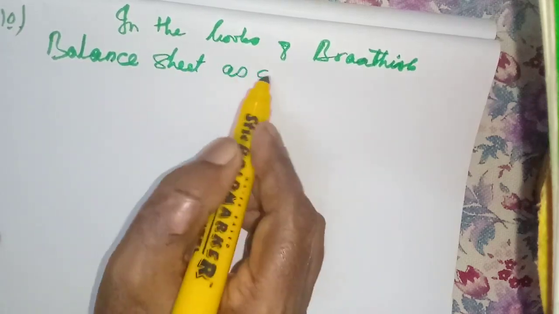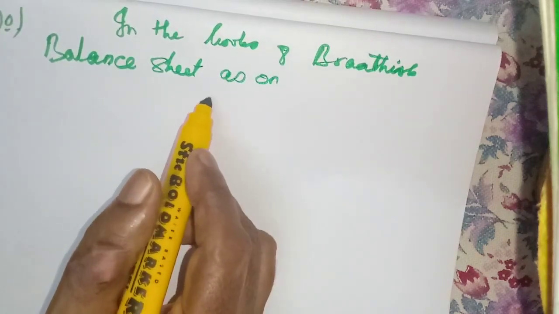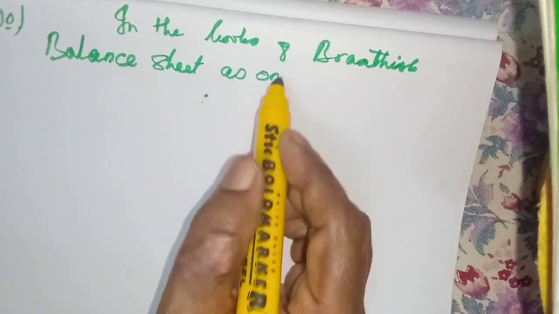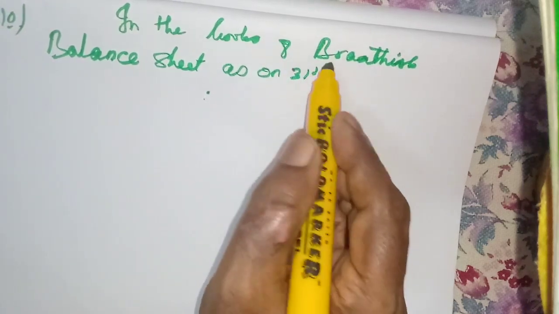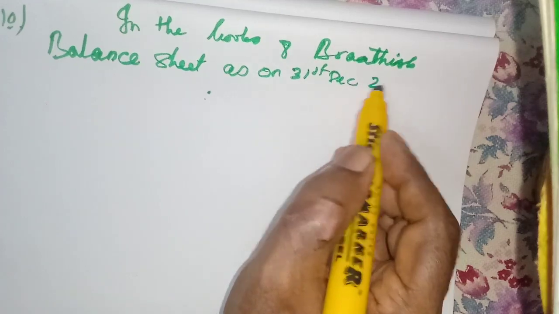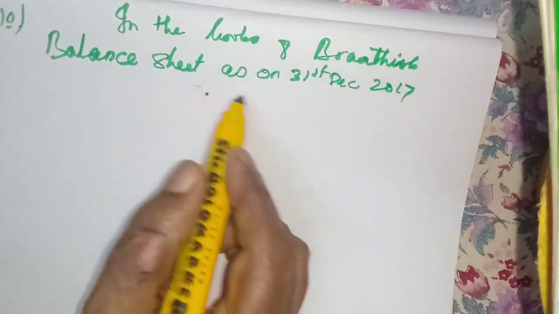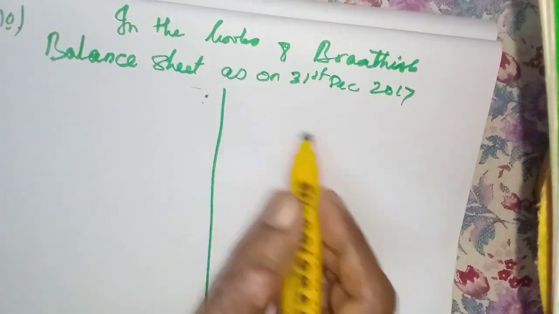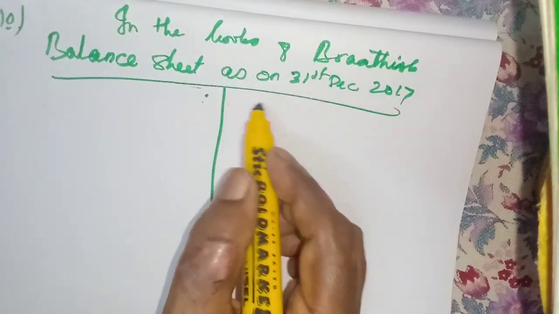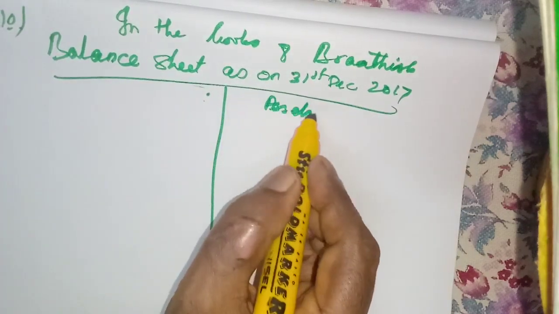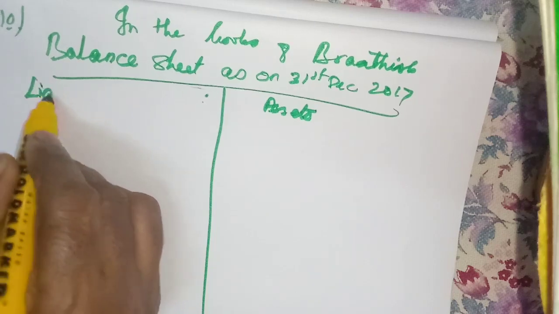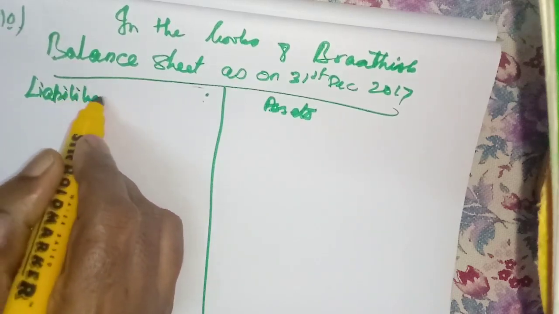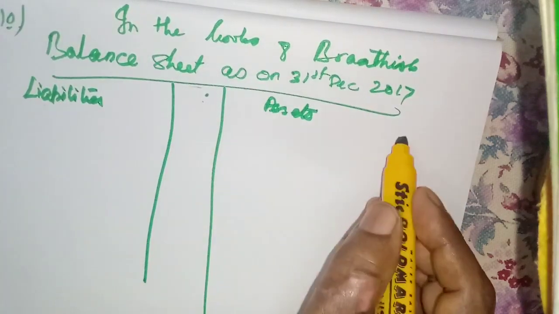as on. Okay, there we will write for the year ended. Here we should write as on 31st December 2017. 2 sides. Okay, no date. Okay, here assets, here liabilities, then amount column.